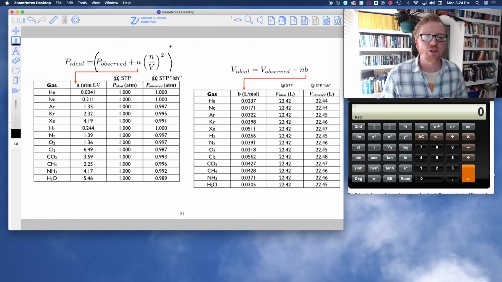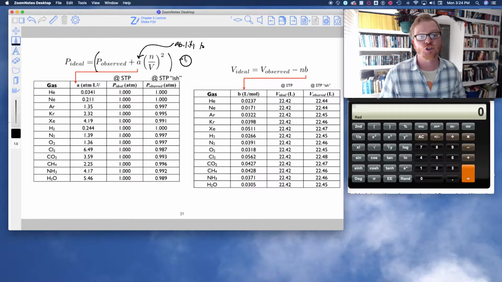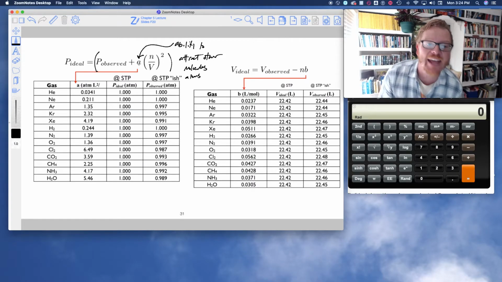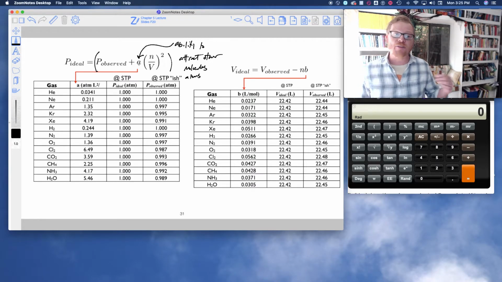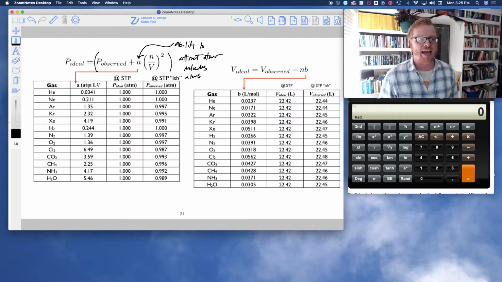Okay, so really, as it turns out, this A term gives us the ability to attract other molecules or atoms to itself. Okay, and as it turns out, the bigger this A term is, the more interaction a gas will have with itself. So look at the helium case. That A term is small. So that should be, the units of that should be atmosphere liter squared per mole squared.